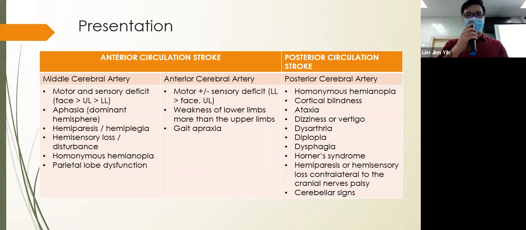So we have this anterior circulation stroke and posterior circulation stroke. Besides the area affected from the motor and sensory deficit, we have other features. So in your MCA, we can also have aphasia when the dominant hemisphere is affected. We can have homonymous hemianopia, parietal lobe dysfunction.